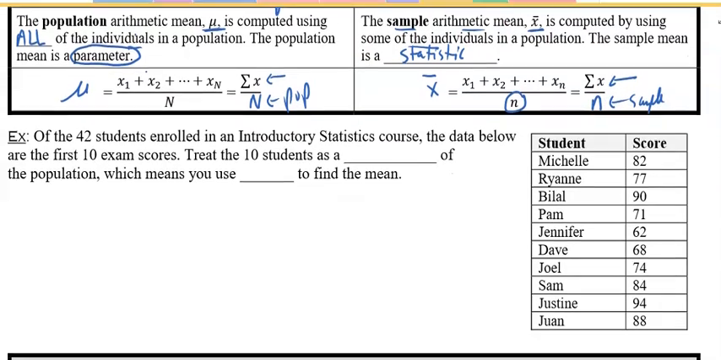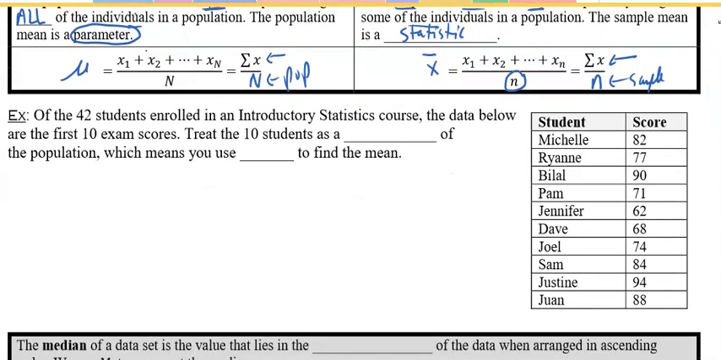So when I look at the next problem: of the 42 students enrolled in an introductory statistics course, the data below are the first 10 exam scores. Treat the 10 students as a sample of the population, which is the whole class, in this case 42 students, which means we're going to use x bar. And here are their scores.